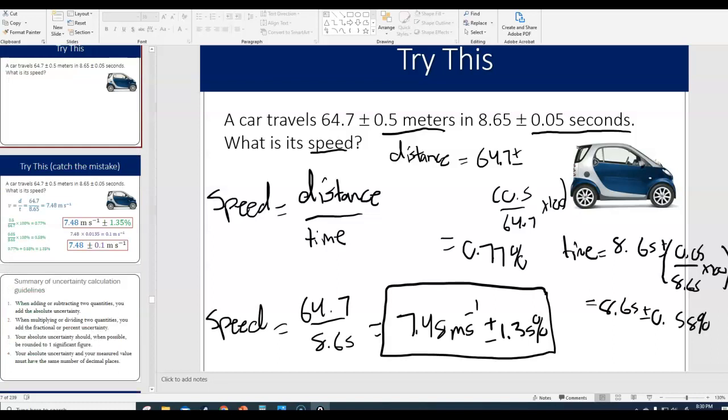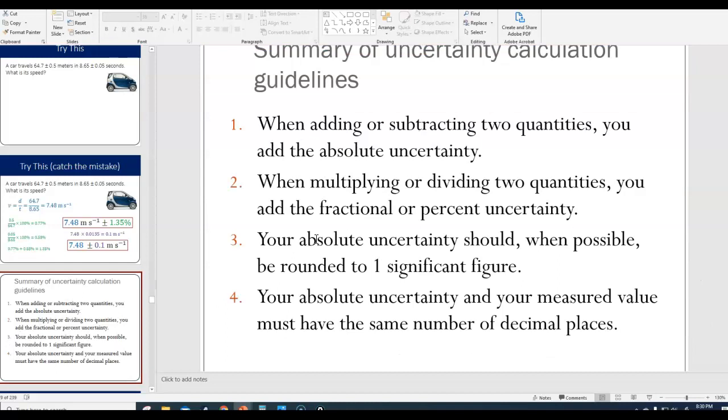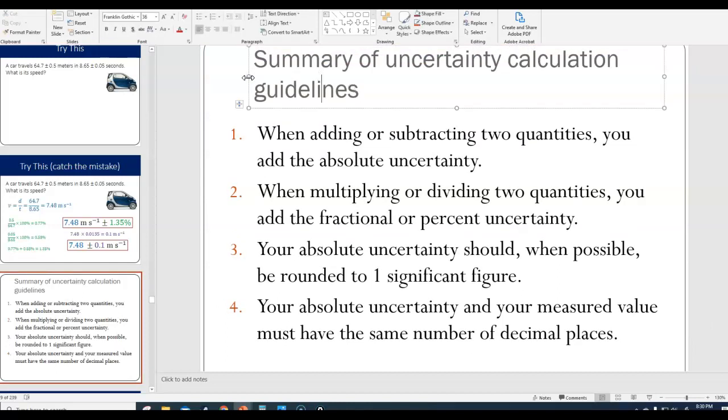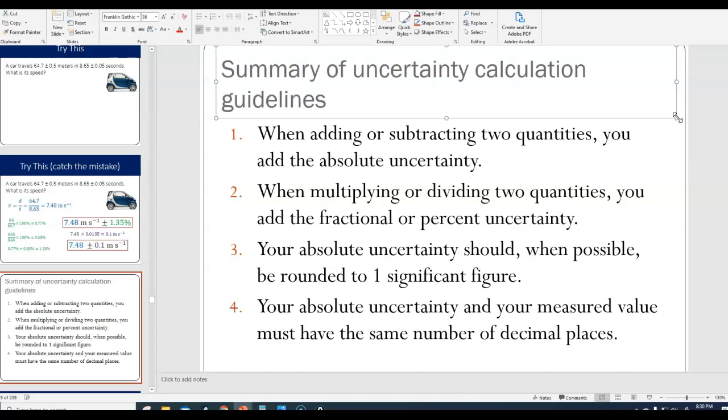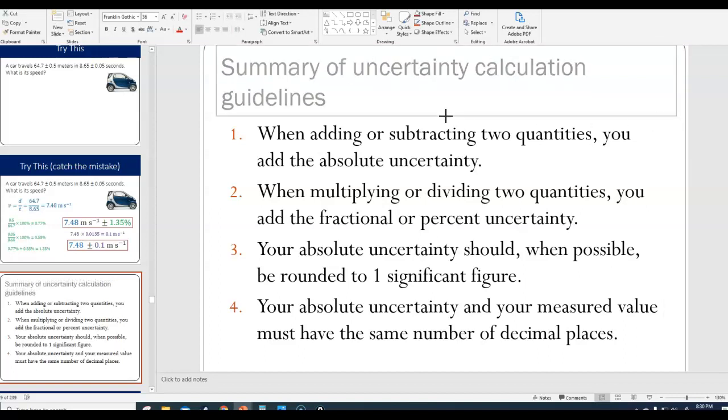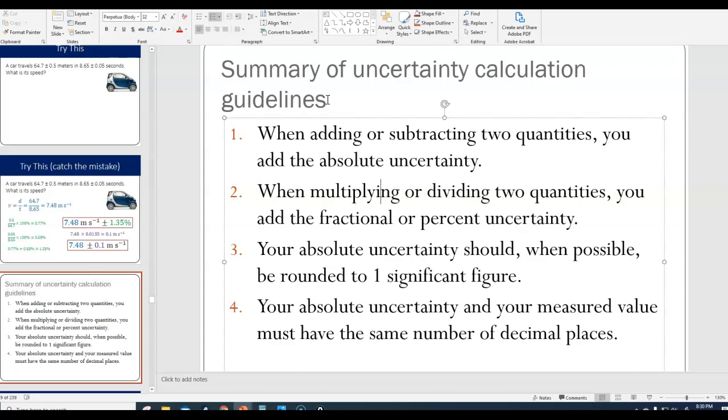Okay, so I'm going to erase this. Okay, and here is the summary of the uncertainty calculation guidelines. As long as you follow these guidelines, you will be perfectly fine. People that get stuck on uncertainty calculations is because they don't follow these guidelines. So here are the guidelines.